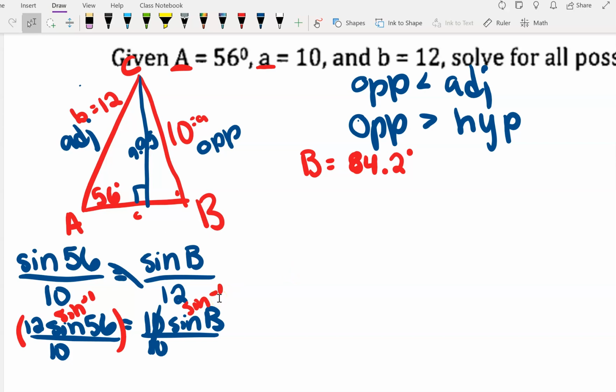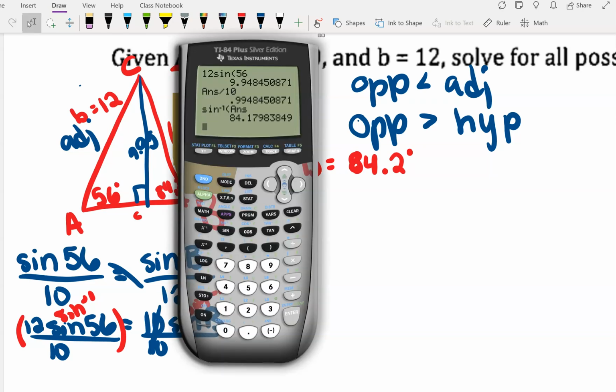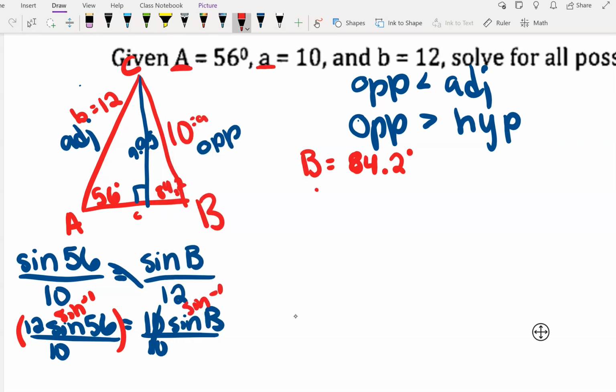And the next thing I'm going to do is once I have two angles, I can easily find the third angle by just subtracting from 180. So I'm going to do 180 minus 56 minus the 84.2 that I had. And I get 39.8-ish. So that's going to be angle C is 39.8 degrees. The only thing that's missing is I need to find side C.